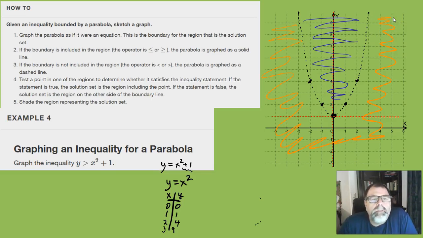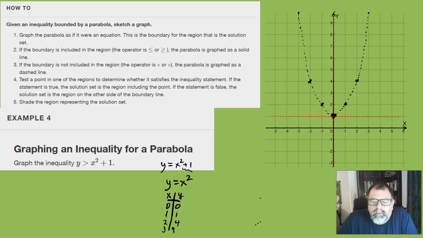So we can do the shortcut since it's solved for y. We got y is greater than. So we would put our pin on the curve and y values are above, so it's going to be this blue region. Let me erase all that.